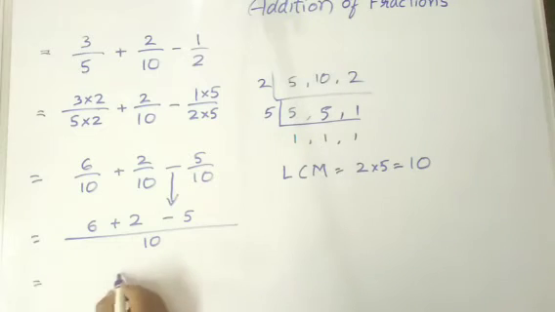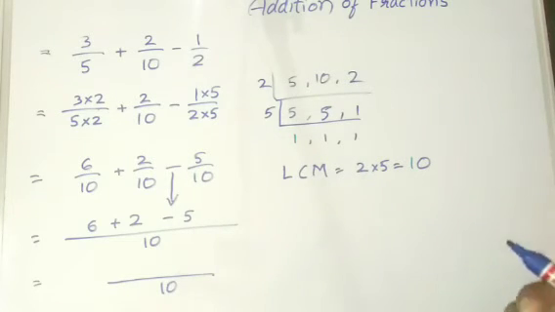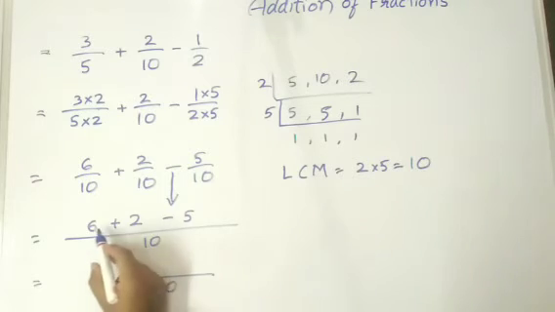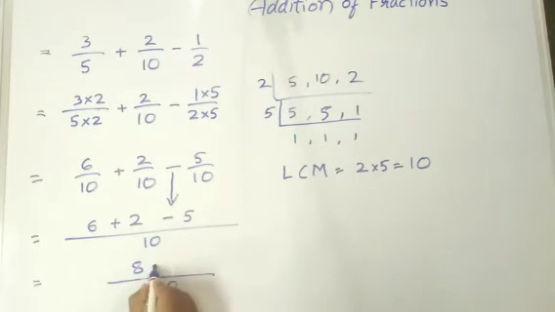So according to BODMAS, first what do we want to do? BODMAS: B means brackets, O means operation, D means division, M means multiplication, A means addition. See, first addition, 6 plus 2 is 8, minus 5. The last one is subtraction. So 8 minus 5 is 3 by 10. This is the answer. This is one way of doing it.